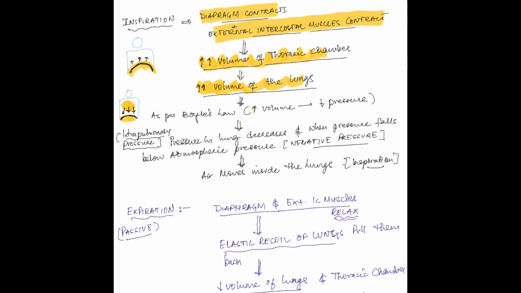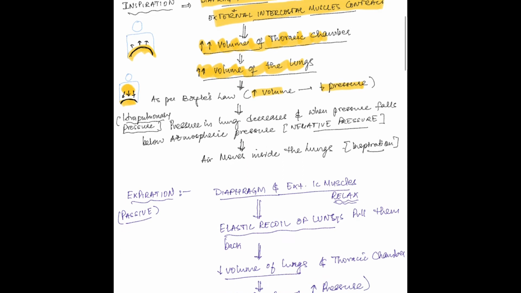As per Boyle's law, when volume increases, pressure decreases. The pressure inside the lungs, that is the intrapulmonary pressure, decreases, and when this pressure falls below the atmospheric pressure, air moves inside the lungs.